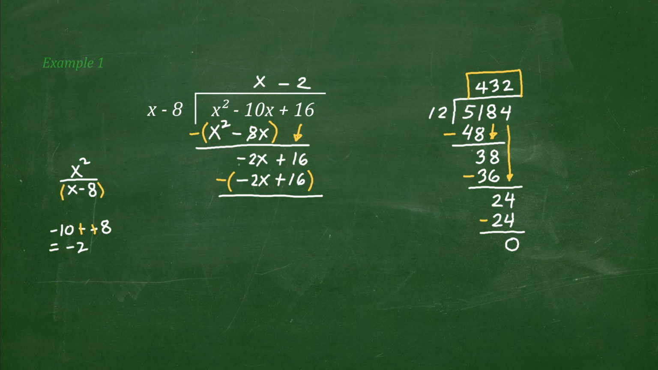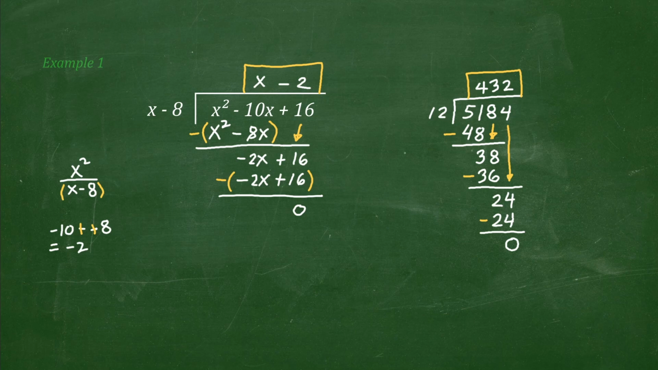So, let's do that. Negative 2x minus negative 2x. Of course, we know that they're equal. So, negative 2 plus 2 is 0. But we don't have to write that. Next, 16 minus 16 is 0. Therefore, a 0 here means this answer is exact. In the end, we have x minus 2 as the quotient of this trinomial divided by this binomial.